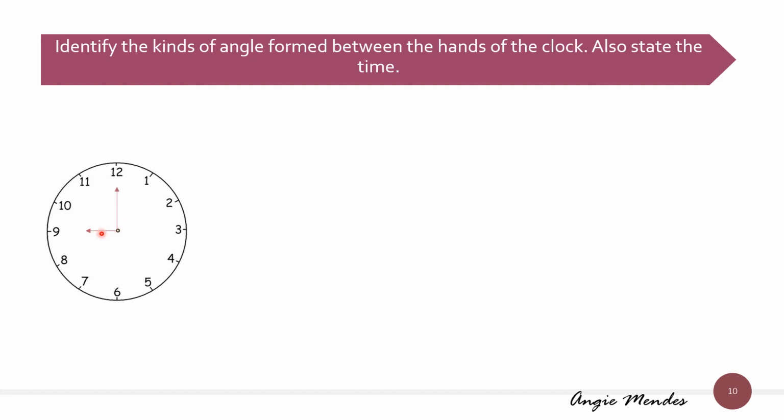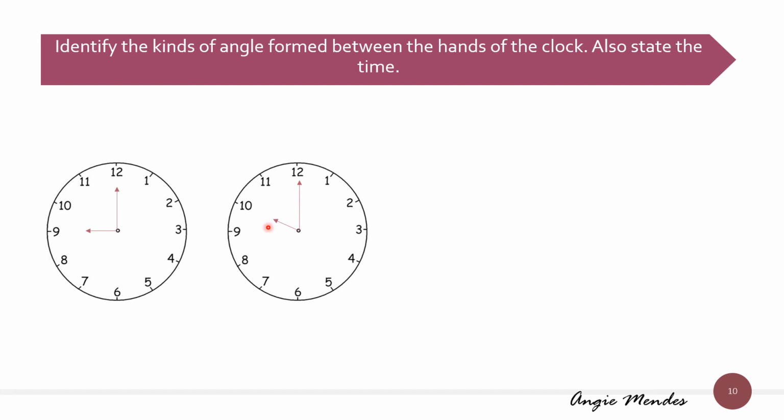How do you say what kind of angle this is? In case you are confused, then you count the number of minutes. So this is 5, 10, 15 minutes. This is a right angle. What about this one? The hour hand is at 10 and the minutes hand is at 12. So the time is 10 o'clock.